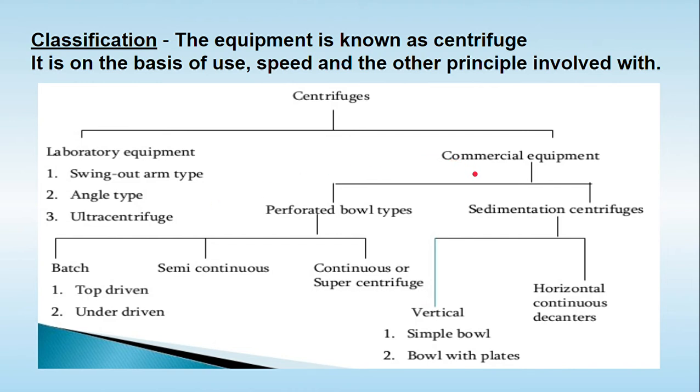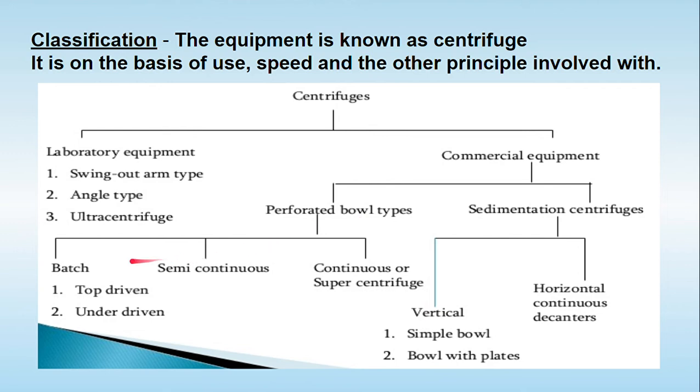The commercial centrifuge can be classified into two types: one is called the perforated bowl and the other the sedimentation centrifuge. The perforated bowl, as the name suggests, is a bowl which has holes, perforations or pores, with filter media. This type of centrifuge is also known as a filtering centrifuge. So along with the centrifugation, filtration is also playing an important role here.